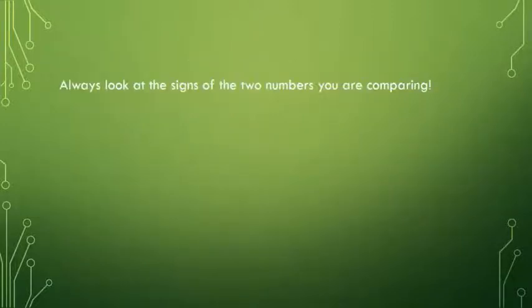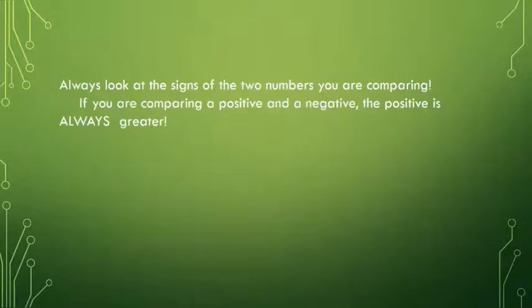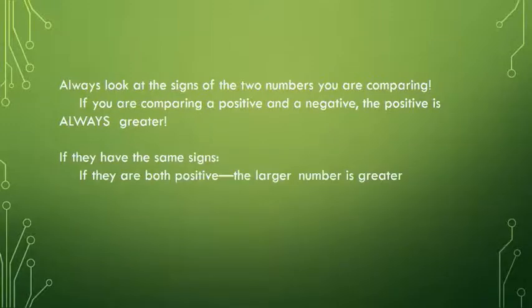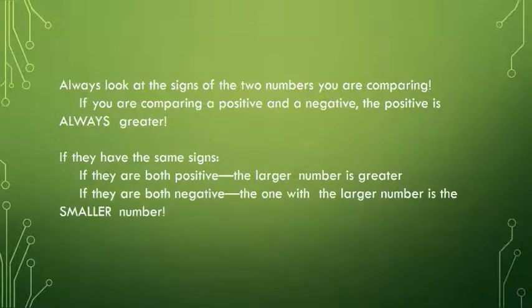We have to always look at the signs of the two numbers we are comparing. If we are comparing a positive and a negative number, the positive number is always greater. If they are both positive, the larger number is greater. Whereas if they are both negative, the one with the larger number is the smaller number.